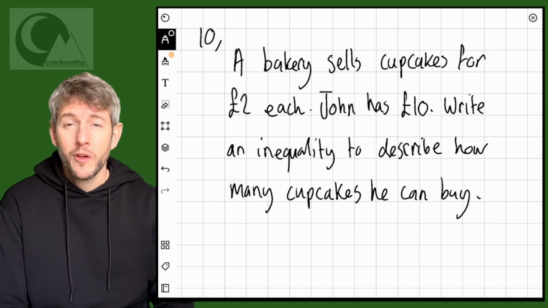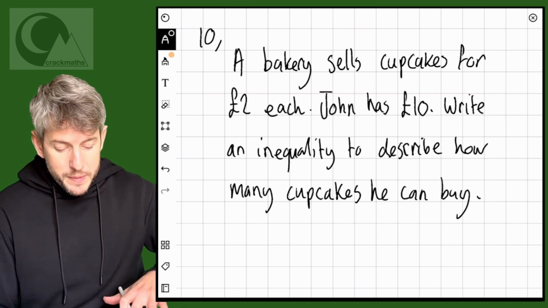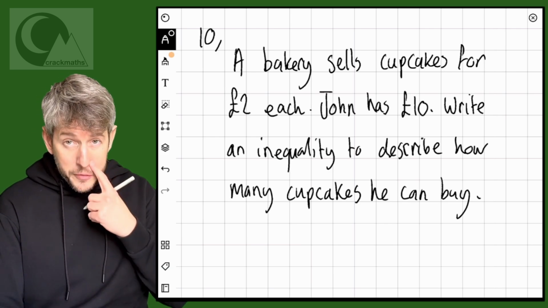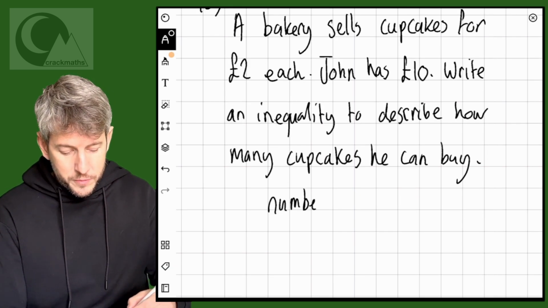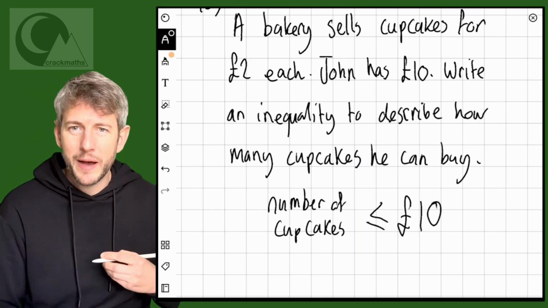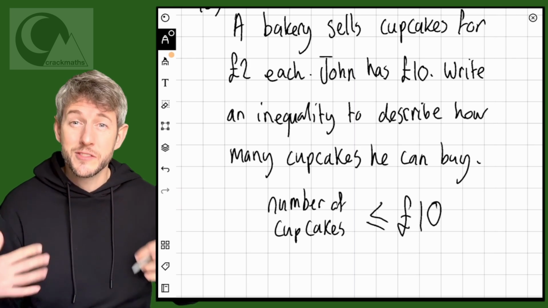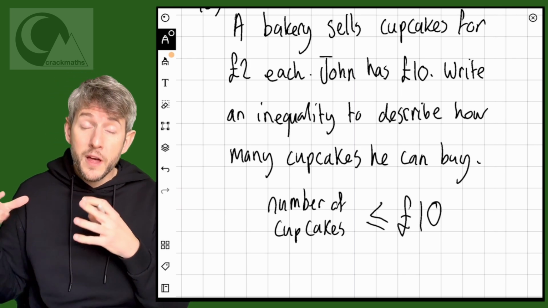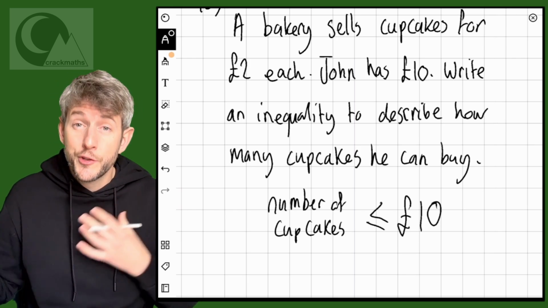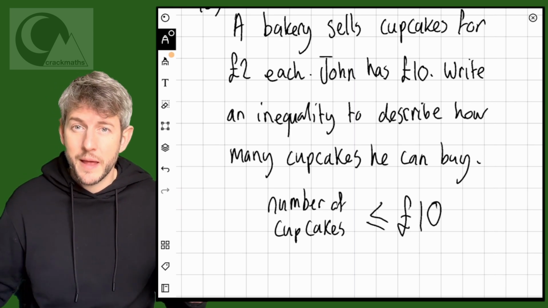So essentially what we know is, first of all, we can probably write down that the number of cupcakes John can buy has to be less than or equal to £10, okay? I know this isn't the answer yet, but this is just our halfway house. So the cost of the number of cupcakes that John buys has to be less than or equal to £10.